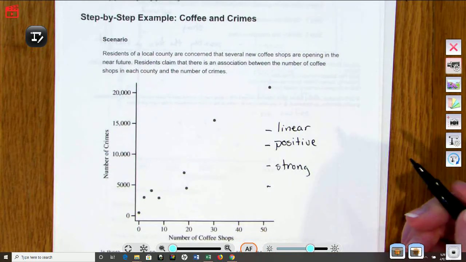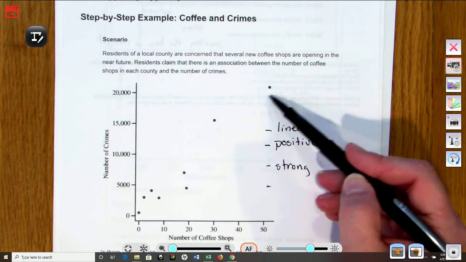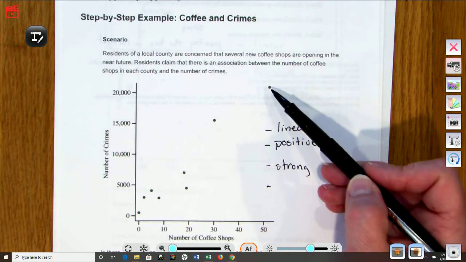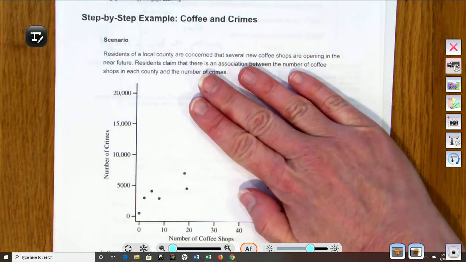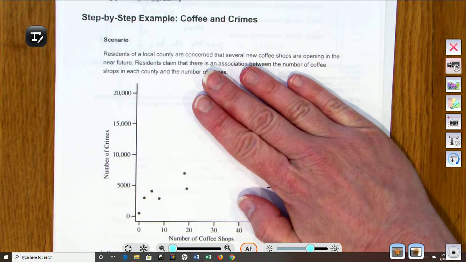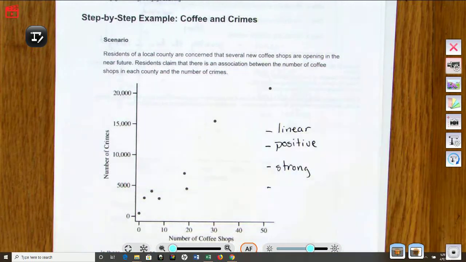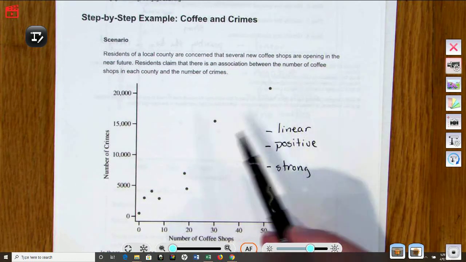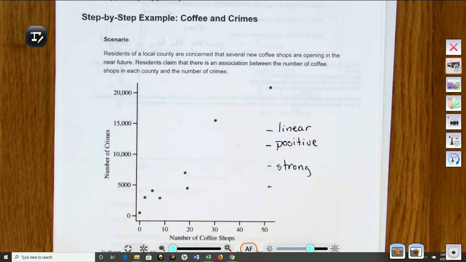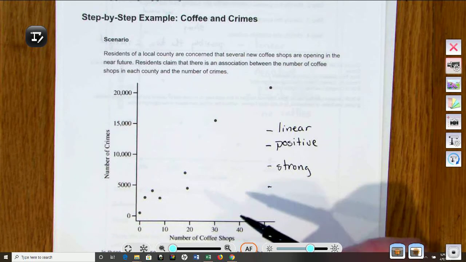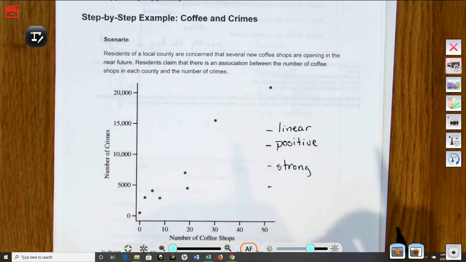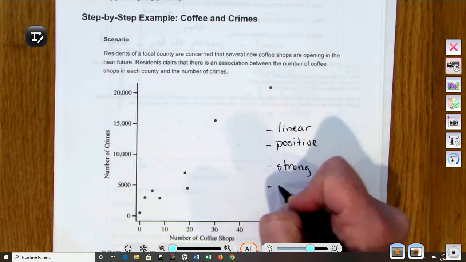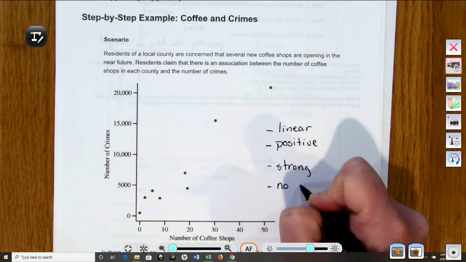And I don't really see any outliers unless this guy's really an outlier. These guys could be making us see something that's not really there. Because if I looked at them without that, it's a little less steep, a little less positive. So it depends on what we have. Again, when we're doing statistics, we like to have as many data points as we can, because the more data points we have, the more confident we are in our statistical measure. So I'm going to say no outliers.